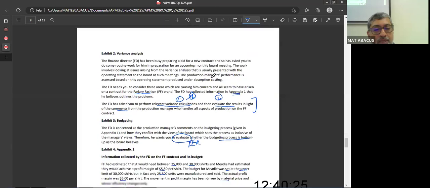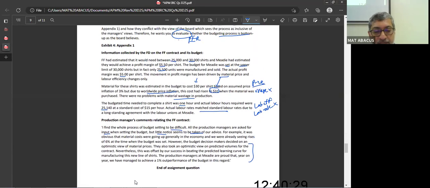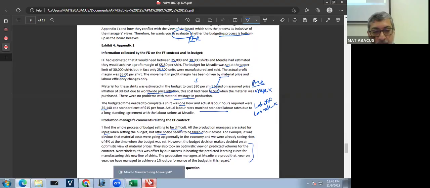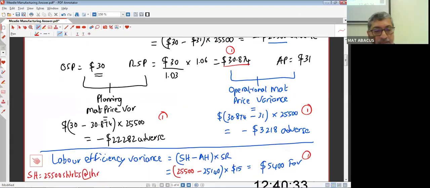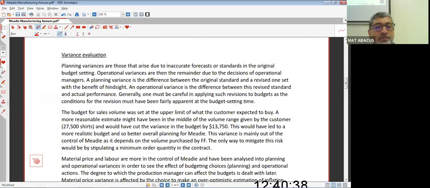So what I put in is okay, just an assignment question. So let's put the comments and then we can do the budgeting after lunch. So the evaluation: planning variances are those that arise due to inaccurate forecasts or standards in the original budget. Very general. Yeah.